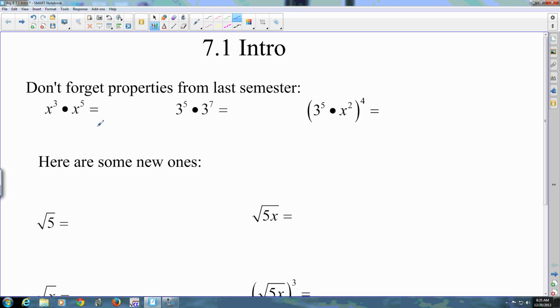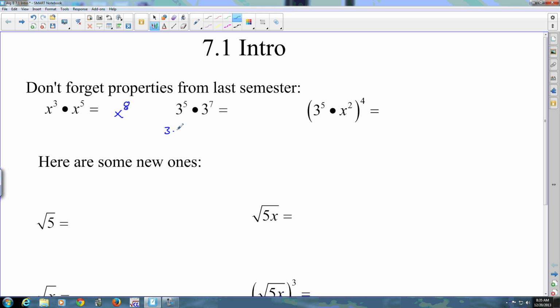So good morning. Starting section 7.1, first thing you guys need to do is remember some properties from last semester. When you're multiplying and the bases are the same, you add your exponents, so that becomes x to the 8th. When these numbers are bases instead of variables, you still add your exponents.